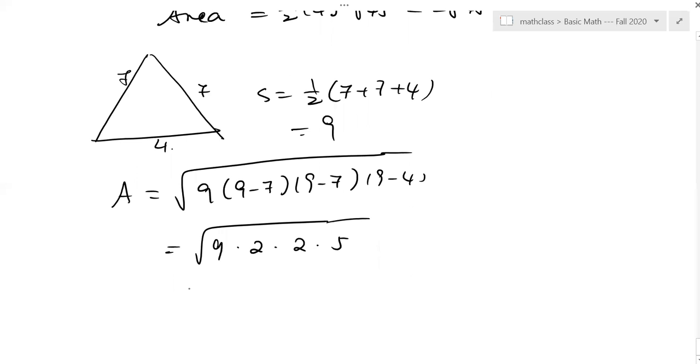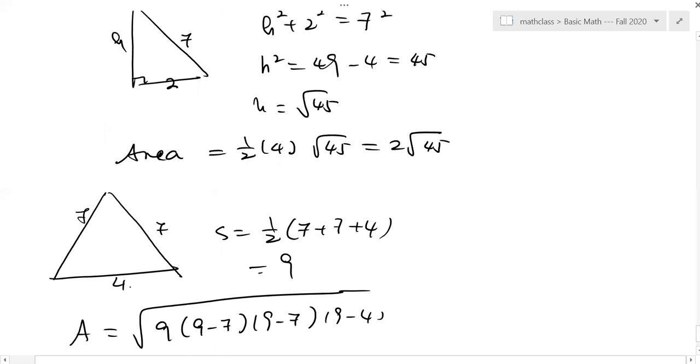So you get 9 times 2 times 2 times 5. So what you get here is 9 is 3 squared. So 3 squared and 2 squared and 5. So it's going to be 6 square root of 5. Now, what's the difference between this problem and the answer above? I think we forgot to simplify square root of 45. Square root of 45 is 5 times 9, so the square root of 9 is 3. So that's why I got 6 square root of 5. Okay, it's the same answer essentially.